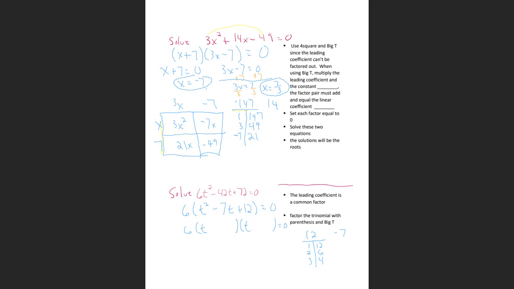So now I just have to fix the signs so that it gives me a negative 7. So if I make that a negative and that a negative, that does give me a negative 7, but it also has to give you that positive 12. And we do know that a negative times a negative is a positive 12. So that all works out.